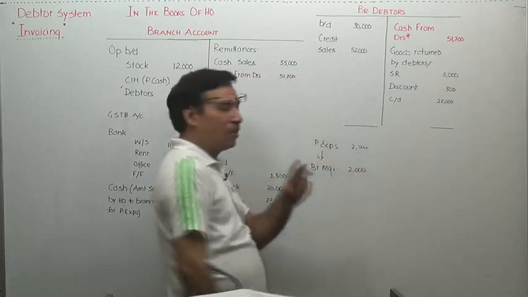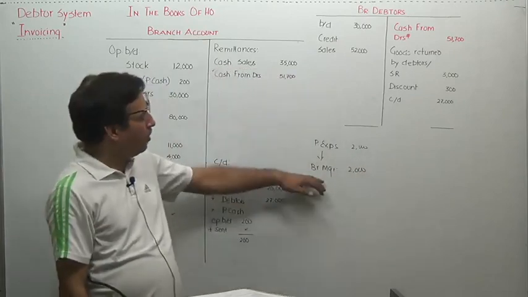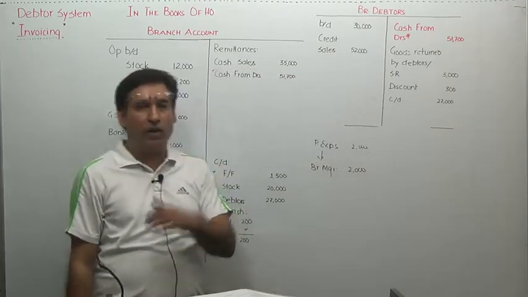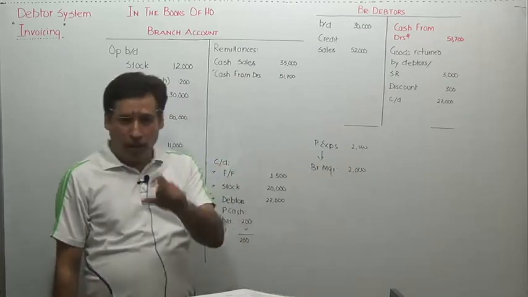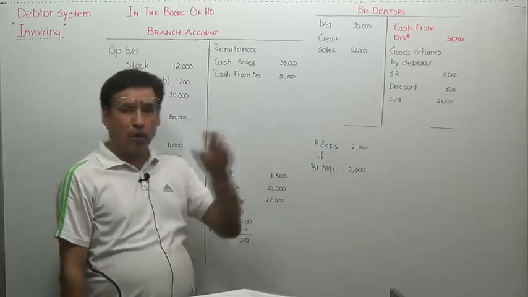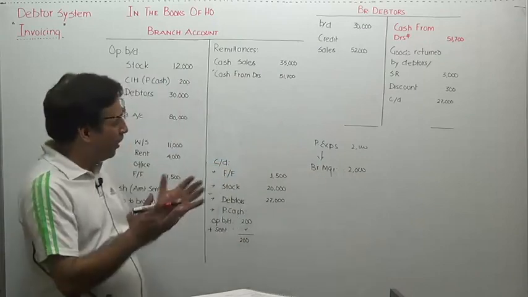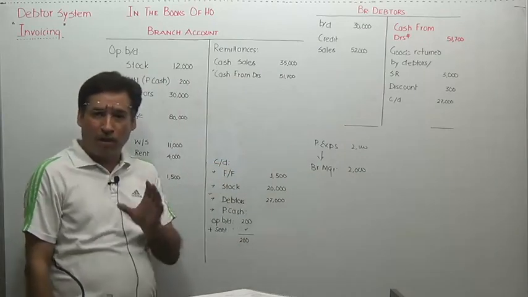Remember one thing, there is a slight difference between branch expenses and branch manager's expense. Even in the last session, we had a discussion regarding that. Branch manager's expense signify amount spent by branch manager out of petty cash available with him. Is it clear to you?